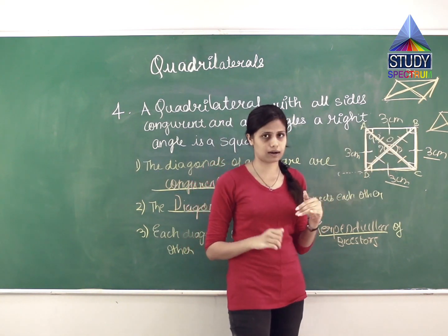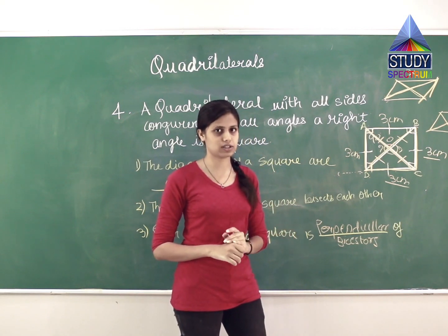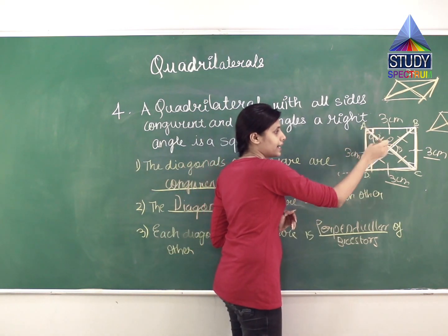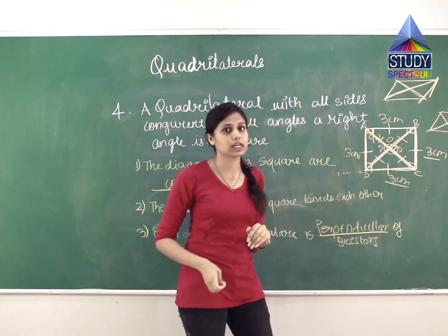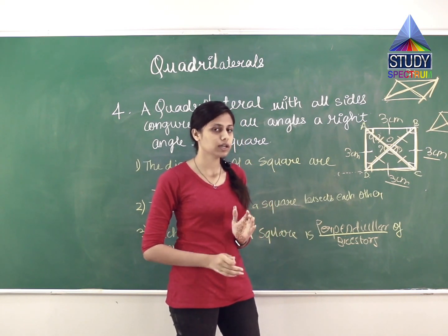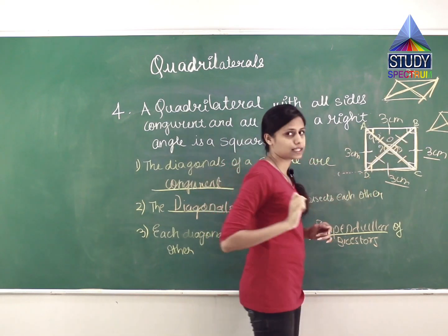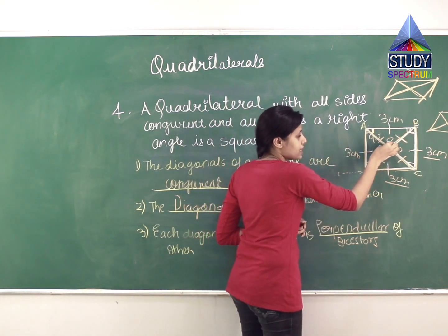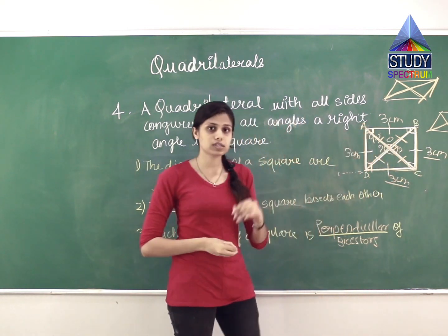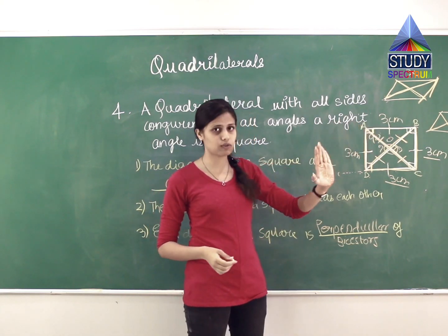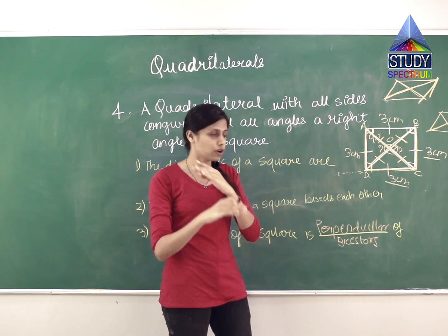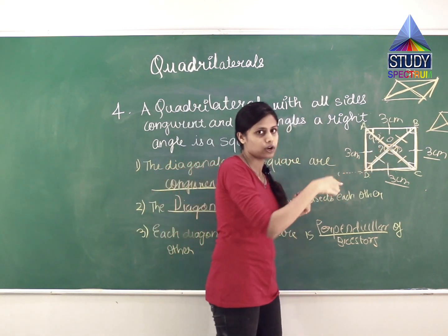Secondly, the diagonals of the square bisect each other, and they are the perpendicular bisectors. Why perpendicular? Because it intersects over here at 90 degrees. So the diagonals are the perpendicular bisectors of each other. And they bisect equally, because AO is equal to OD, which is also equal to OC and equal to OA, because when the sides are equal, the hypotenuses will also be equal. When both the diagonals are equal, and we divide them into half, the halves will also be equal.